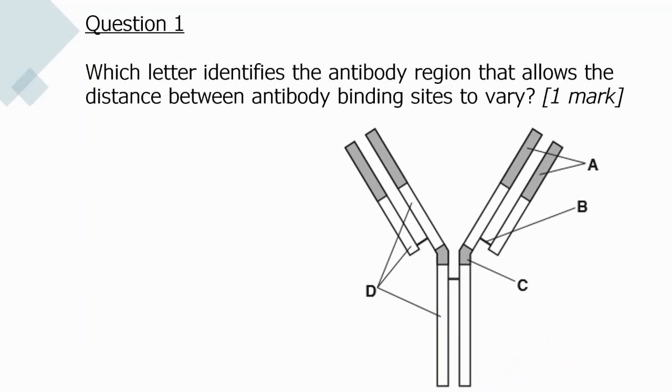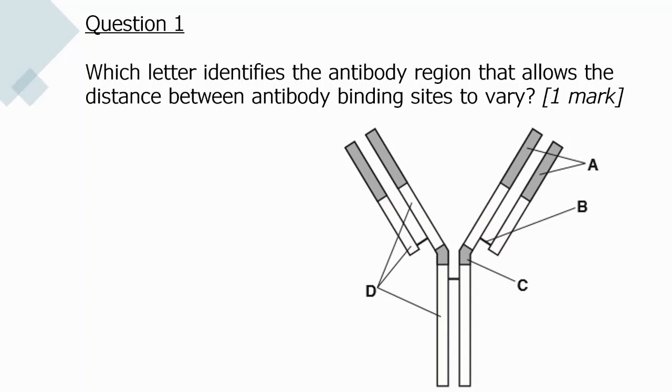So this question is, which letter identifies the antibody region that allows the distance between antibody binding sites to vary? Now remember, if you want to pause the video and try to work this question out for yourself before I go over the answer, then please do. So we need to identify which letter is showing the region that allows distance between antibody binding sites to vary.